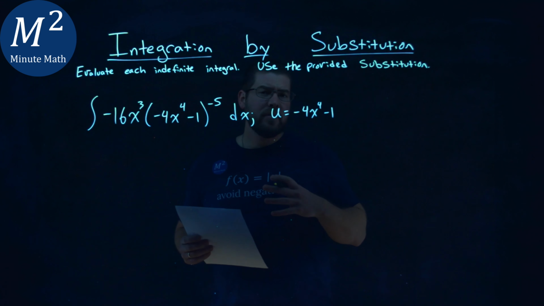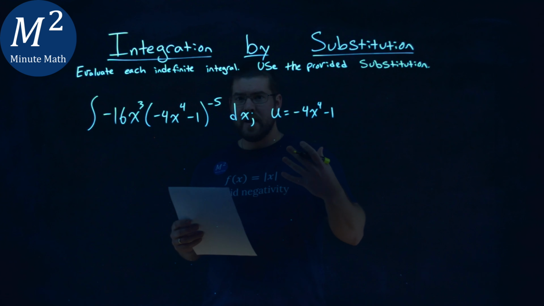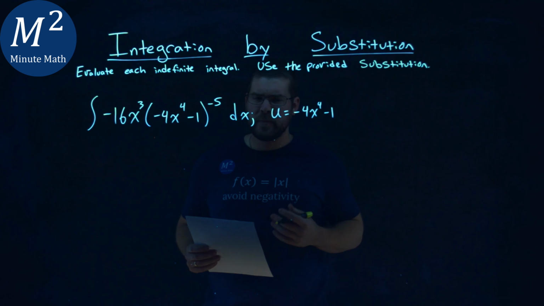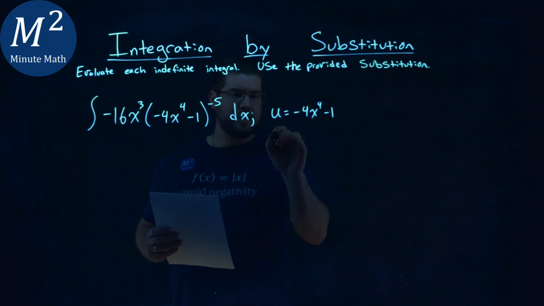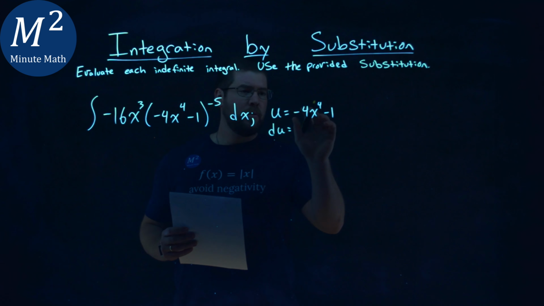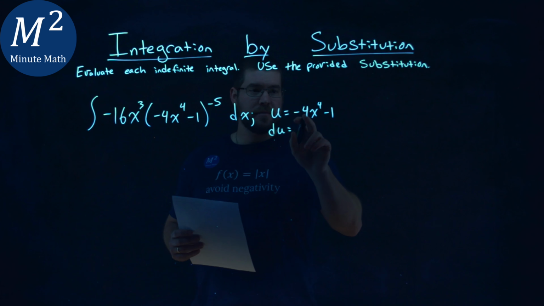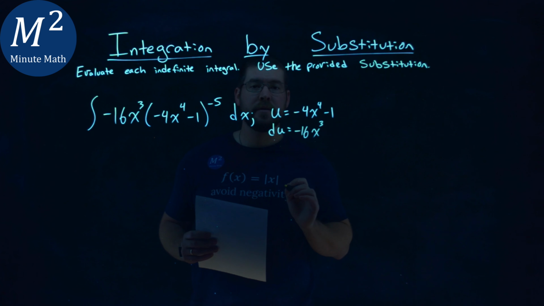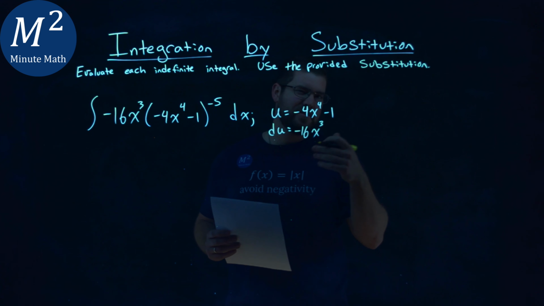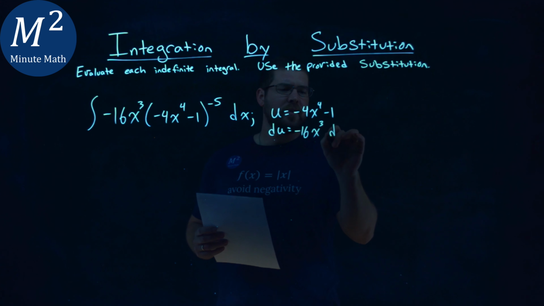Now, they gave us this u value, and so we can use that for our u substitution. First thing I want to find is my du value, the derivative here. So the derivative of u, well, power rule, 4 comes down, times 4 is a negative 16x to the third power, and the derivative of negative 1 is 0, it's a constant, right? And then we still have our dx, don't forget that.